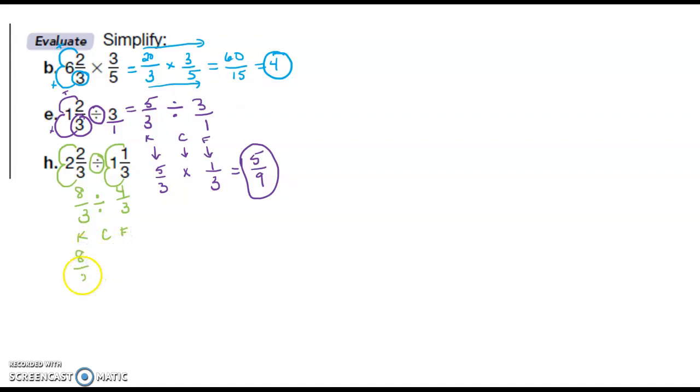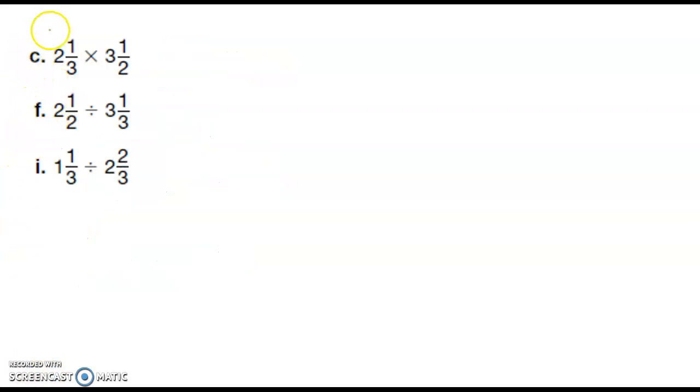So I keep my 8/3, I change my divide to multiply, and I flip 4/3. Then I can multiply across the top. 8 times 3 is 24. Multiply across the bottom. 3 times 4 is 12. 12 goes into 24 2 times.